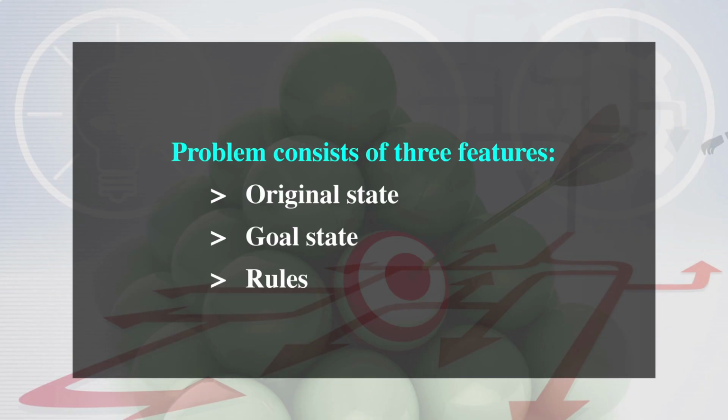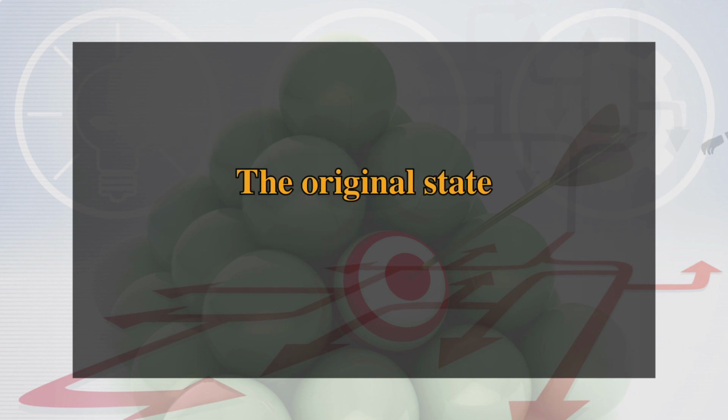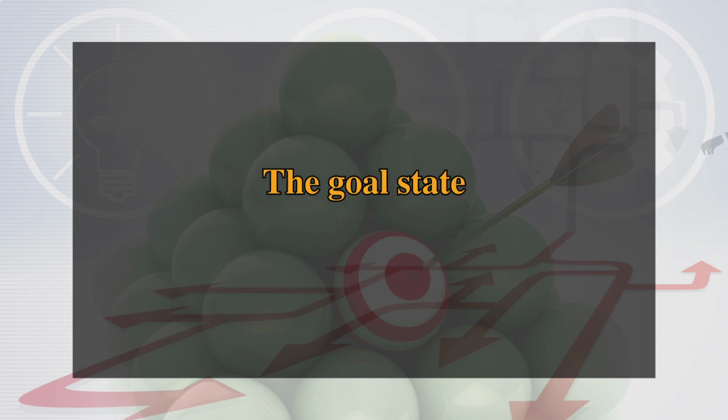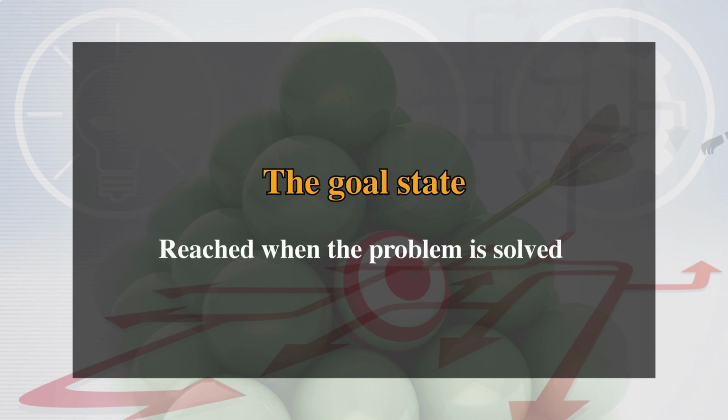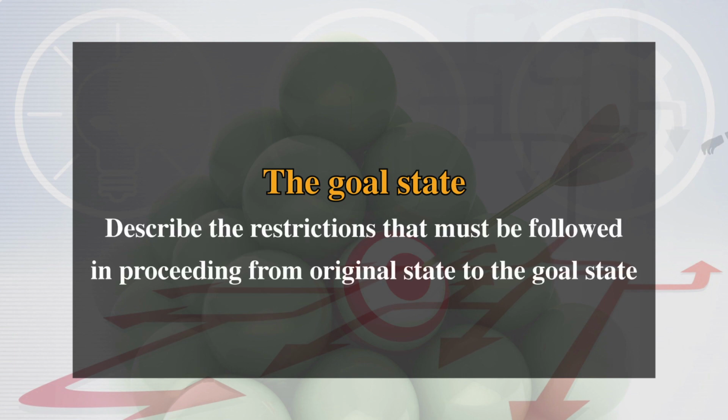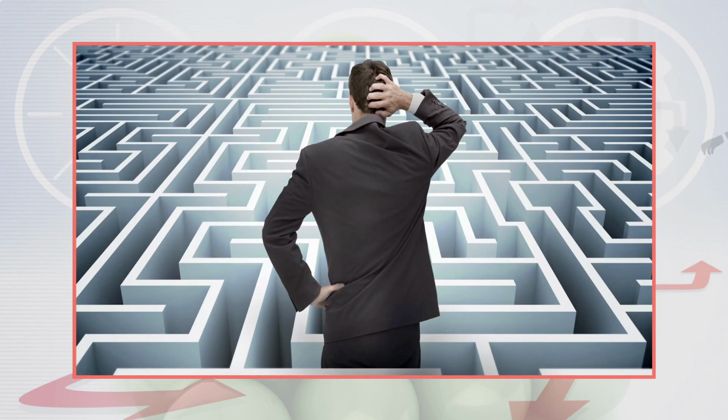A problem consists of three features. First, the original state. Second, the goal state. And the third one, the rules. Now let us discuss them one by one. The original state describes the situation at the beginning of the problem. The goal state is reached when the problem is solved, and the rules describe the restrictions that must be followed in proceeding from the original state to the goal state.